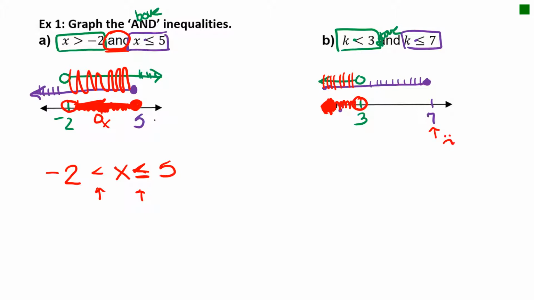We don't even care. Our answer is K is less than 3 because everything, sorry about that, everything that's less than 3 is also less than 7. But is everything that's less than 7 also less than 3? Nope. You got 4 is less than 7, 5, you got 6, you got all the numbers in between. So you have to only find where they overlap.